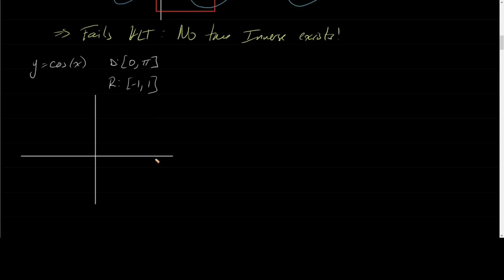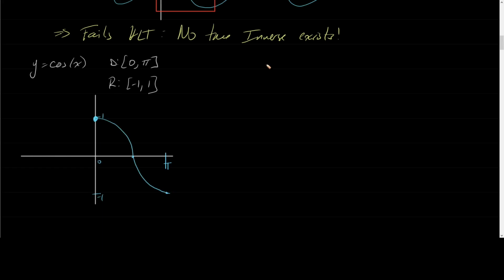If I've got the domain going from 0 to pi, it does this. Let's say that this right here is 1, and this right here is -1. It starts at 1, crosses at pi/2, gets all the way down to -1 by the time we get to pi. All right, so that's essentially what that looks like. That's the restricted cosine function.